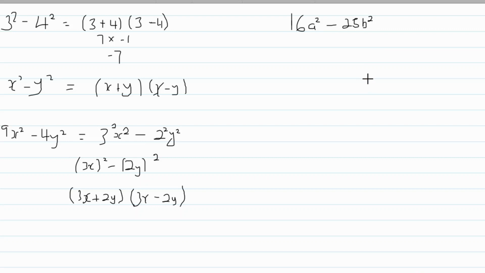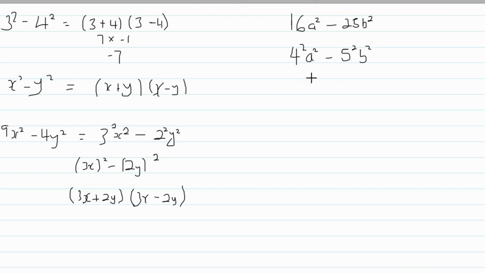So these two, we will look at the coefficient of each variable and see if they are perfect squares. Now, if they are perfect squares, then we can express them as an index of square. So 16 can be expressed as 4 times 4, which means I can write 16 as 4 squared. Then come here with my a squared. Now I'll bring my minus sign here. 25 can be expressed as 5 times 5, which means that 25 can be written as 5 squared. And then I'll bring my b squared here.